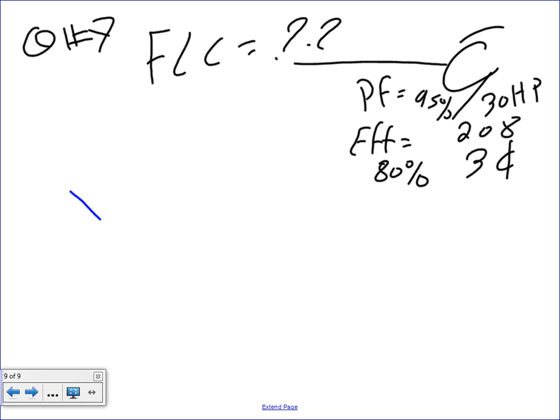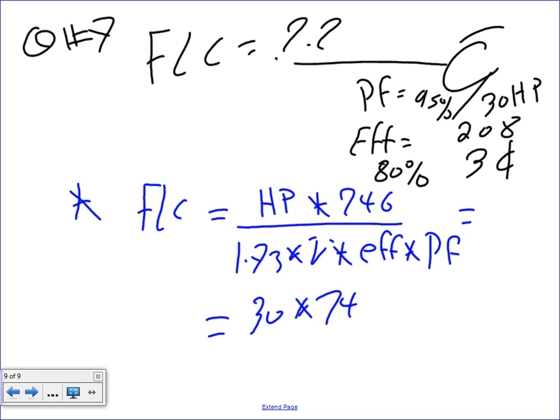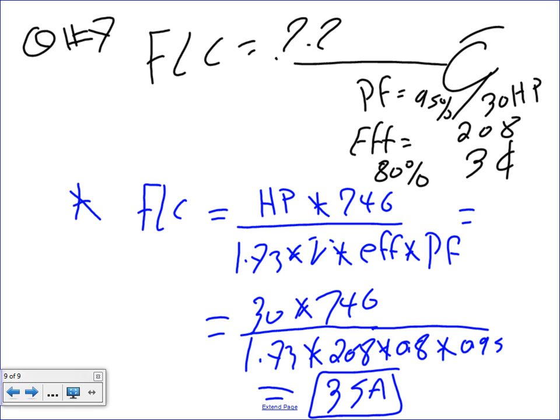Okay, so the formula is full load current equals the horsepower multiplied by 746, divided by 1.73 times the voltage times the efficiency times the power factor. If you plug all these in, the horsepower is 30 times 746 to convert it to kW, 1.73 times the voltage 208 times the efficiency 0.8 and the power factor 0.95. You do all the math on this one, you end up with 35 amps if I did it right. Done. Any question, guys? Let's do it with the calculator, because you can do this with the calculator.